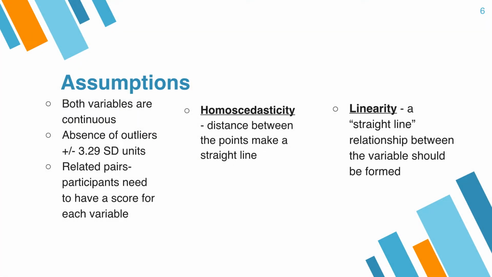All right, so some of the assumptions for being able to do correlation will be that both variables will have to be continuous. So you'll get an independent and dependent variable that will be continuous, as in they don't reach zero. It'll be an endless amount of numbers. Also, you need to have the absence of outliers, which would be the indication of plus or minus 3.29 standard deviation units. Also, the related pairs, so the participants need to have a score for each variable. You also need to have homoscedasticity and linearity.